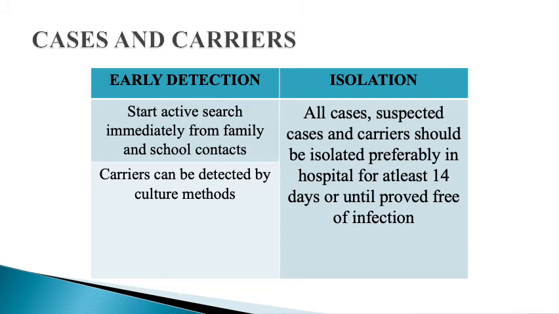In case of isolation, all cases or suspected cases or carriers should be isolated, preferably in a hospital, for at least 14 days or until proved free of infection. And how are they going to be proved free of infection? That is by at least two consecutive nose and throat swabs taken 24 hours apart should be negative before terminating isolation.